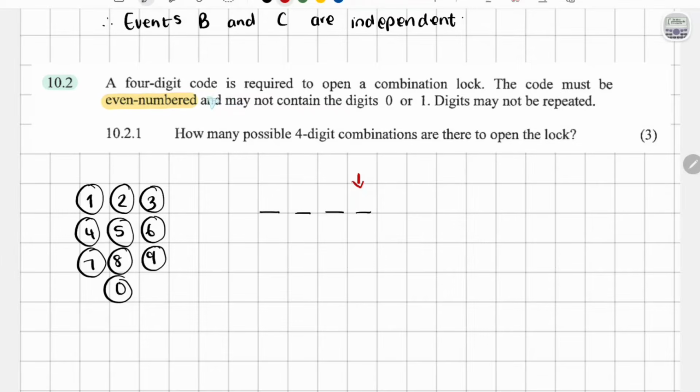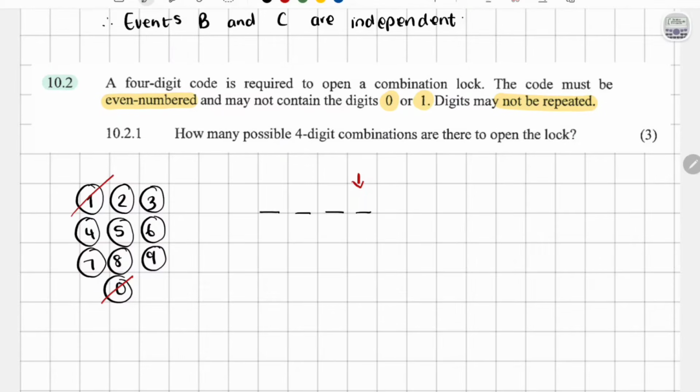Okay, but let's also just see the other restrictions they put. They also said that the code may not contain the digits 0 and 1. So 0 and 1 must not be there, meaning I cannot use 1, I cannot use 0. So I'm down to 2, 3, 4, 5, 6, 7, 8, 9, eight numbers to use from. Okay, and the digits may not be repeated. So you also cannot repeat.